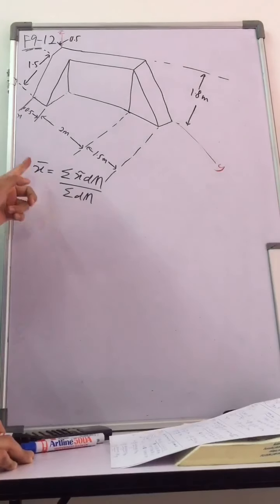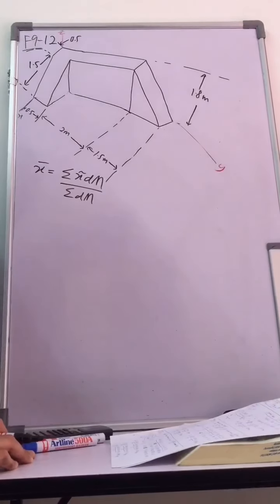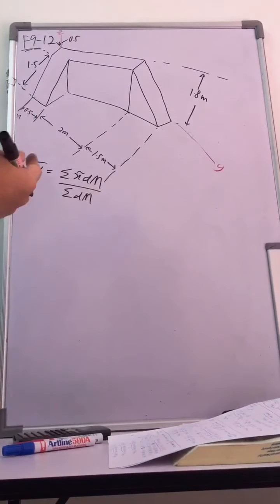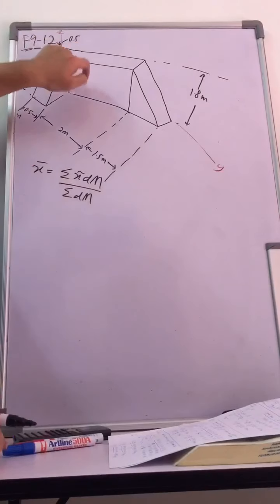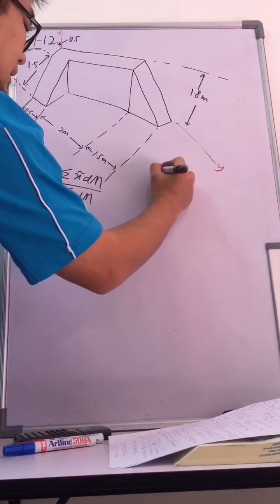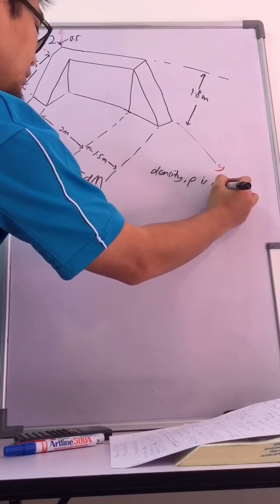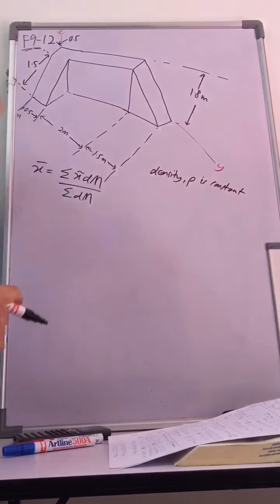Same goes for y bar, which is y tilde dm, and z bar equal to z tilde dm over dm. But do we have mass here? That's the problem. It's not mentioned anywhere about the mass, and actually it doesn't matter. Why? Because the question told you that this solid block is homogeneous. Homogeneous means that the mass density rho is constant. The density is constant everywhere.